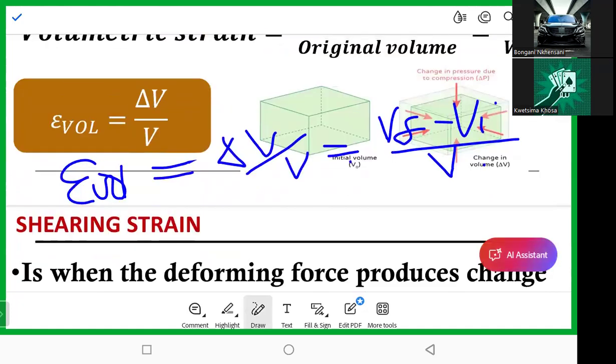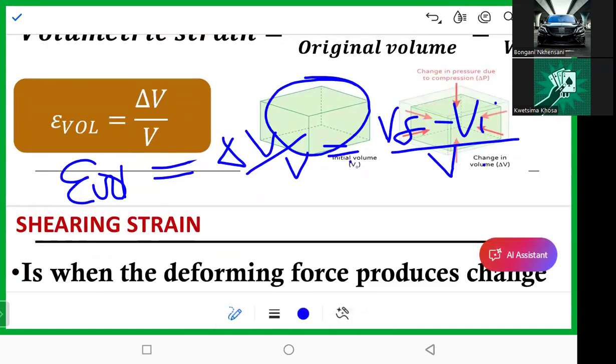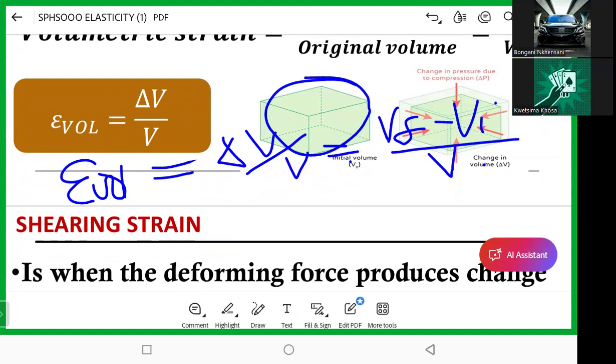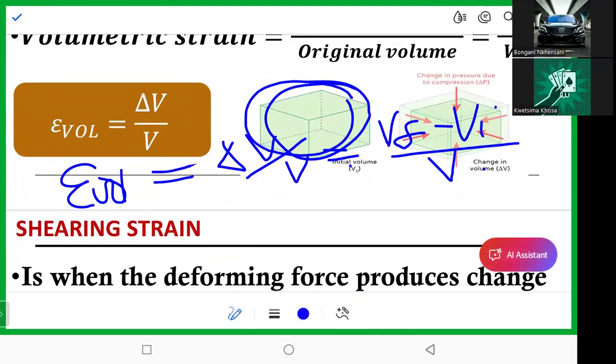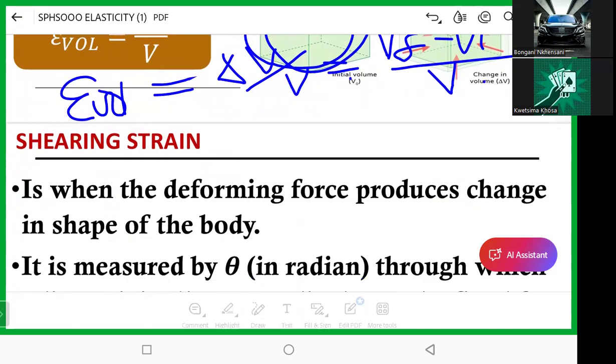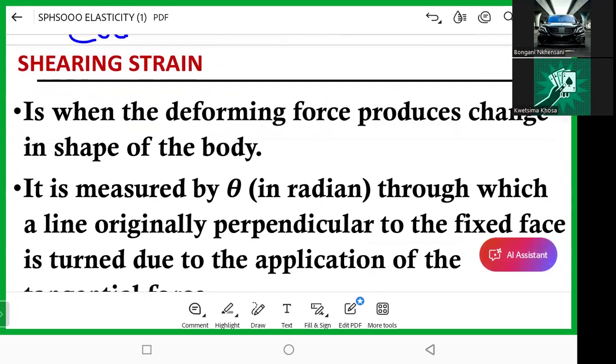Right, they even give you a box. This box is showing that if we're applying a force, there can be a change in the volume. The object can reduce. As you can see, this one is bigger, and this one is what? It's small. Now, that's why we're talking about the pressure.